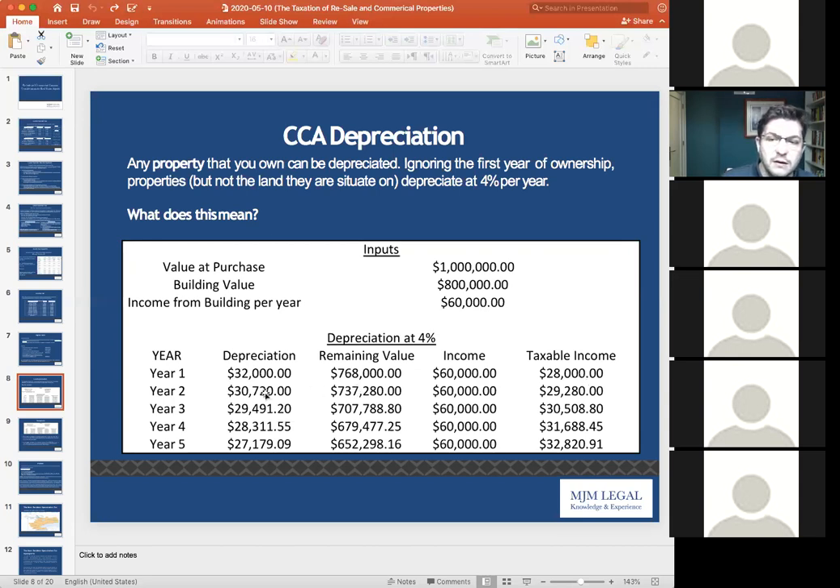And the next year, my building value will be $768,000 because I will have depreciated it by 4%. And I can take that and multiply it by 4%, meaning that I can then depreciate $30,000 as against my $60,000, meaning that my taxable income becomes $29,000. And so on and so forth until the building is fully depreciated.